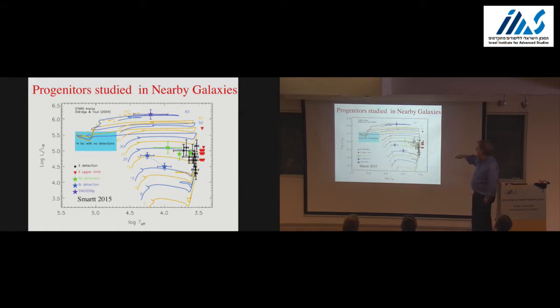Some objects called type 2b's we know have reduced their envelopes, and so indeed they're sitting at what we'd call more of a yellow supergiant than a red supergiant. But this is sort of the status of this, and this is only going to get better. So I'm going to pause and see if there's questions on this plot.